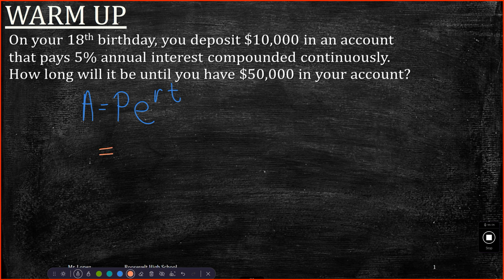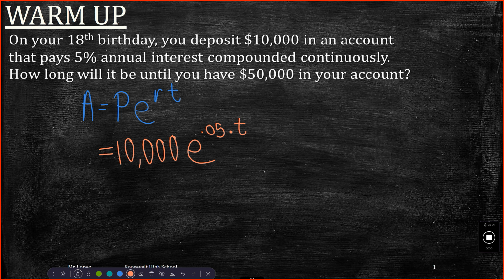The principal amount is what? What is the principal amount? $10,000 is the principal amount. e is 2.71, the calculator knows what e is. r is the rate, the interest rate, which is 5%. 5% is 0.05. Times t.